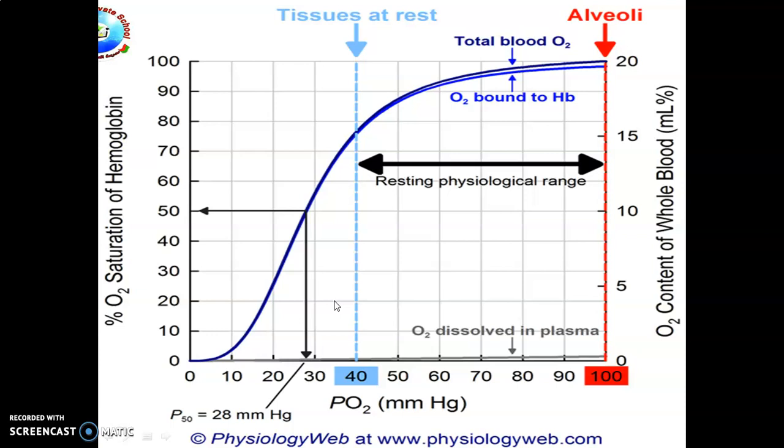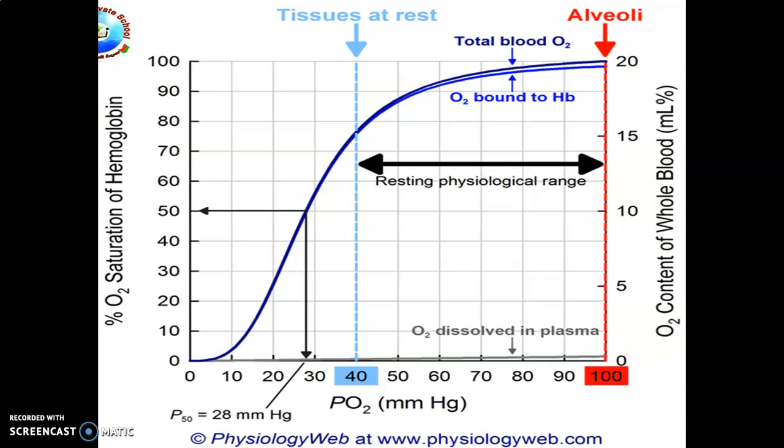So here you can see the graph. This shows the relationship between hemoglobin and oxygen as the concentration of oxygen around the hemoglobin molecule changes. Here you can see PO2, that indicates the partial pressure of oxygen. On the y-axis you can see the percentage saturation of hemoglobin, and here the oxygen content of whole blood in percentage of milliliters. So this is the curve, this we call the oxygen dissociation curve.